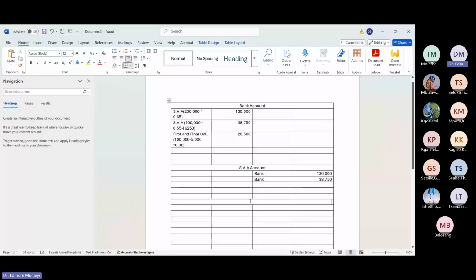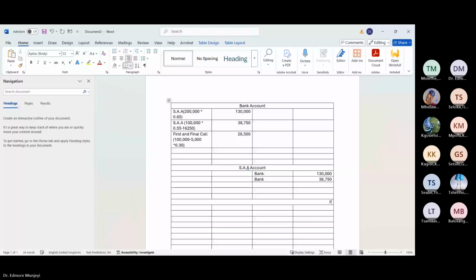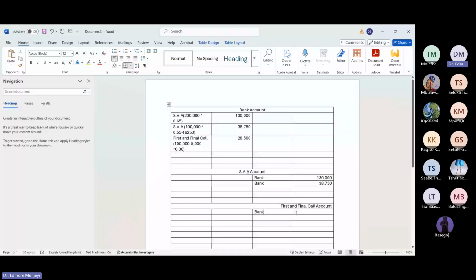Now we have another account there because we have said that we are debiting the bank by first and final call. That means we are going to open another account called first and final call, that we are going to credit with the amount that has been received at the bank of 28,500.